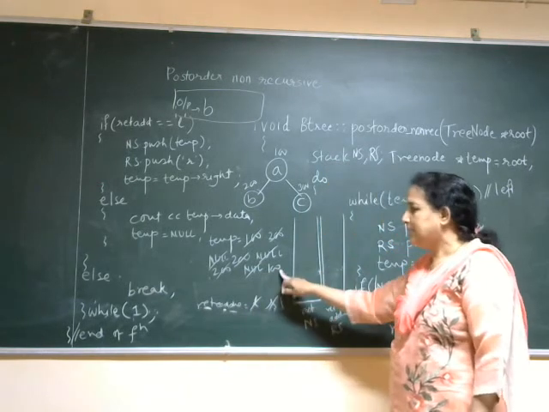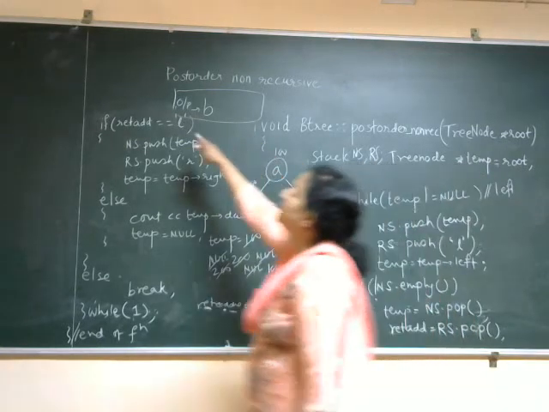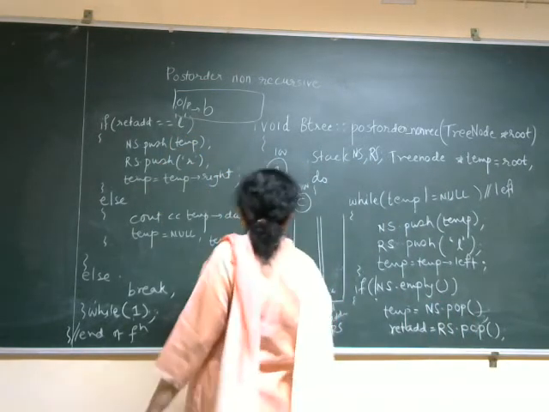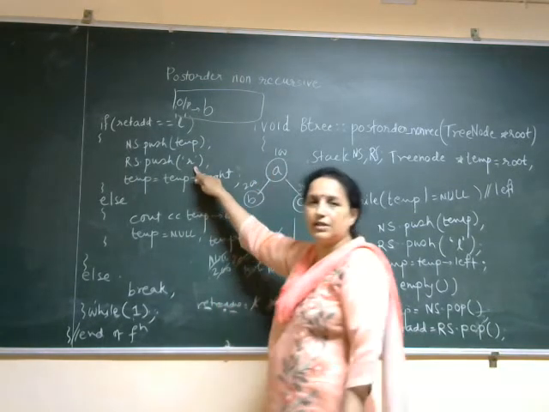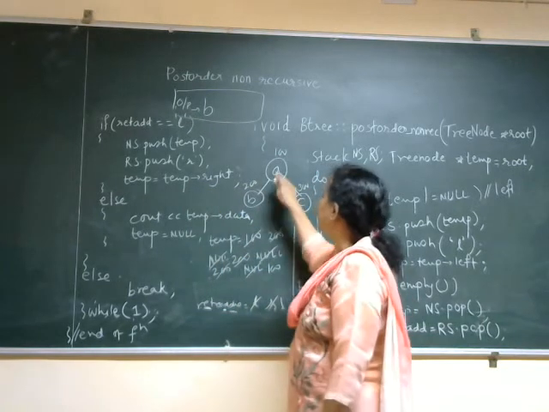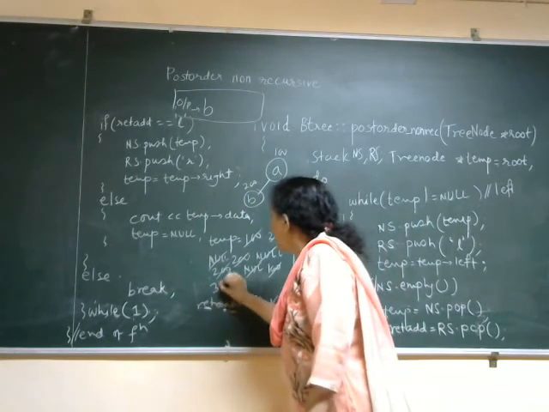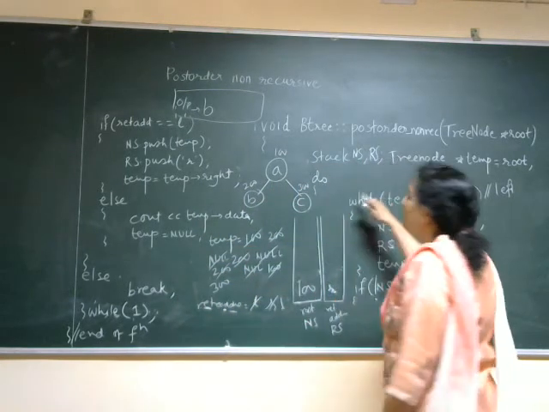Okay. Now temp value is 100 and the return address is L. So I'll come to this. Return address is L, yes. So I'll push 100 with return address R onto the stack. And then temp will be temp's right, correct? That is 300. So now my temp will become 300. Now it will come back again to the do while.